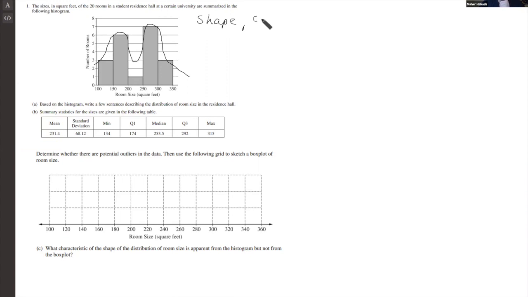So shape, center, spread, and context. If you hit only a couple of these and say it's bimodal or the center is 200, they're only going to give you partial credit. So you need to hit all four anytime we're dealing with a distribution. So you guys really know how to focus your answers. Any questions on A? No.